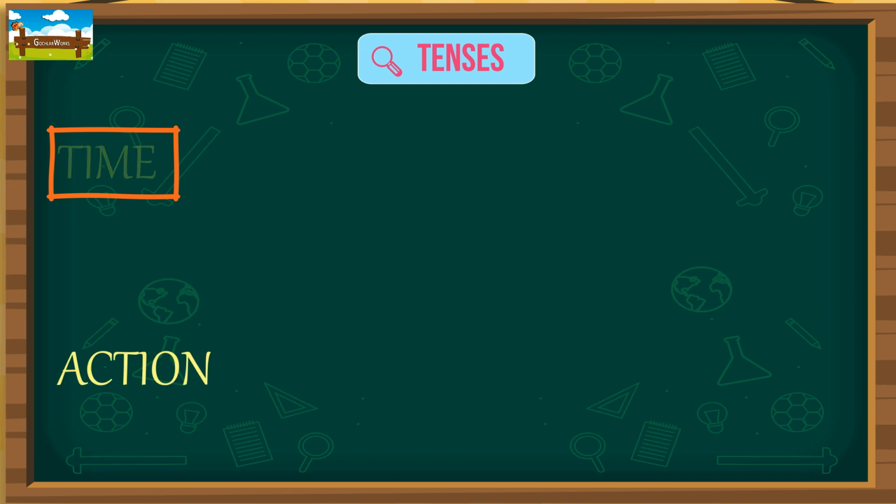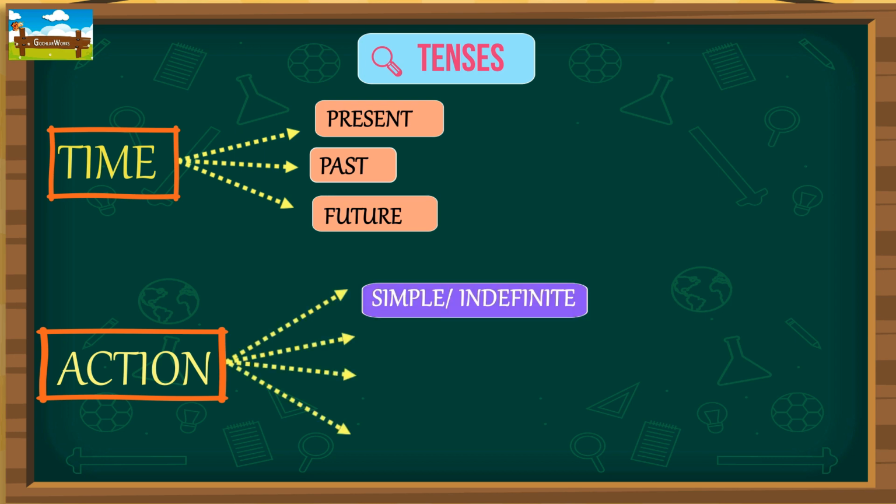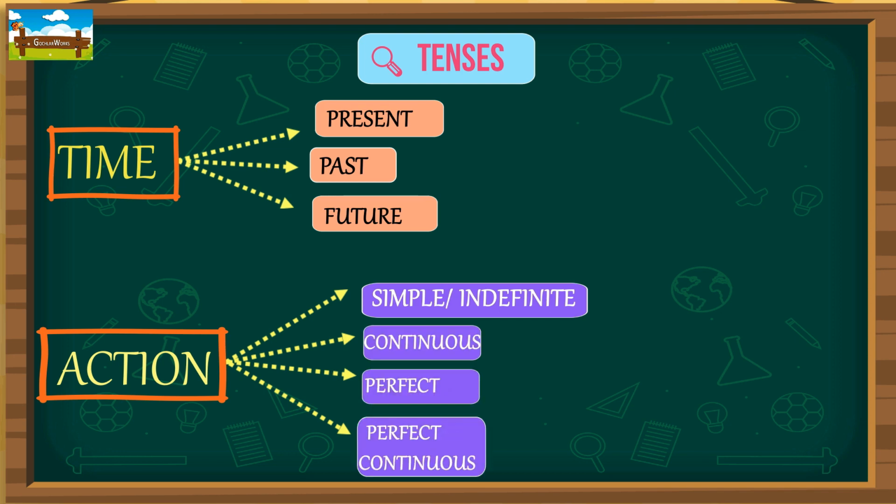When we talk about time, we are referring to when things happen, either in the present or regularly. In essence, we define tenses based on time in three categories: present, past, and future. Now, when it comes to action, we define tenses in four ways: simple tense, also known as indefinite tense, continuous, perfect, and perfect continuous. We'll be diving into all of these in this video. We're going to cover all the rules in this video.